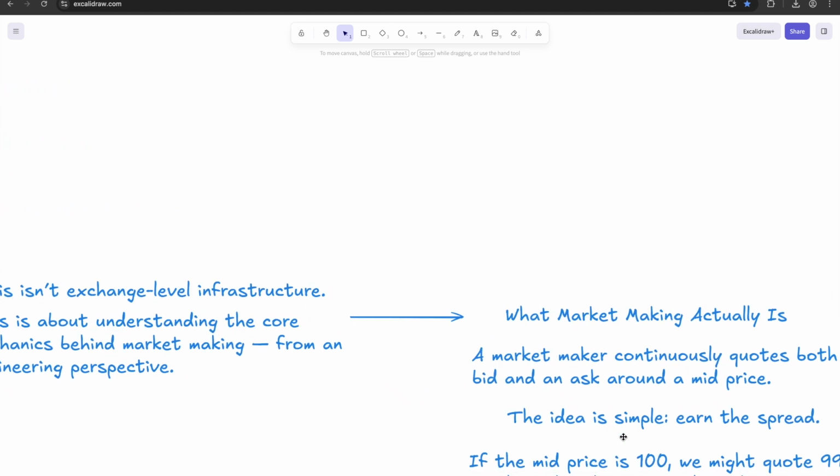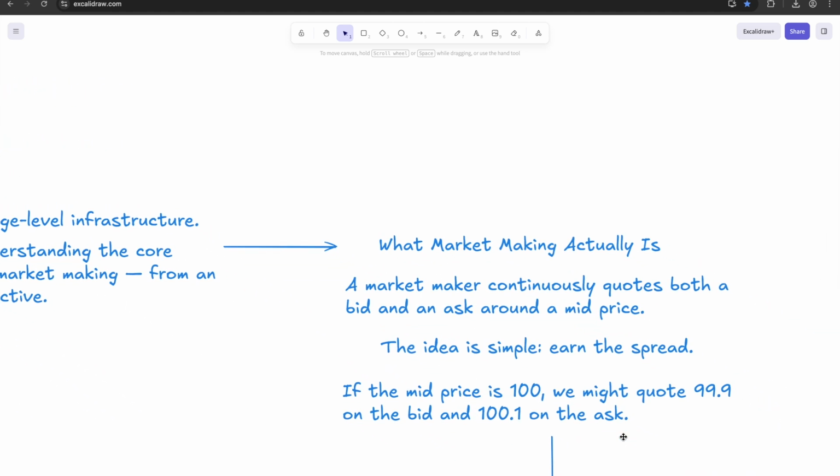So what market making actually is. Market making is very simple. A market maker continuously quotes both a bid and an ask price around the mid price. The idea is simple: it is to earn the spread. If the mid price is 100, we might quote 99.9 on the bid and 100.1 on the ask. It's not like the things you see on YouTube, that market makers actually take your money. That's not necessarily true. Market makers' only job is to earn from the spread, right?